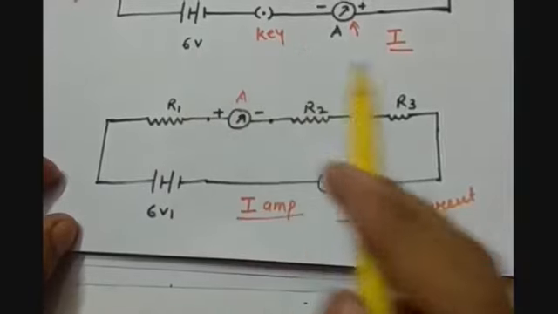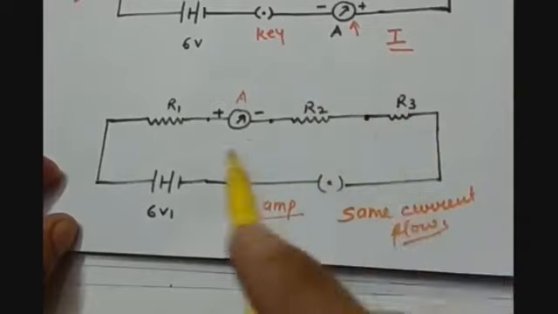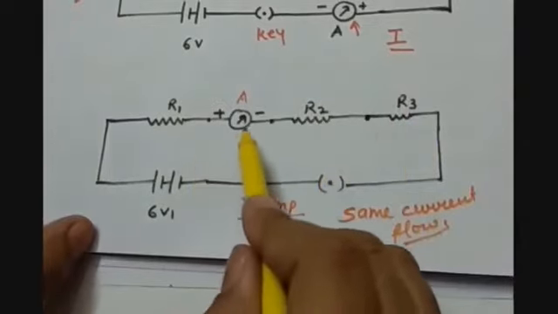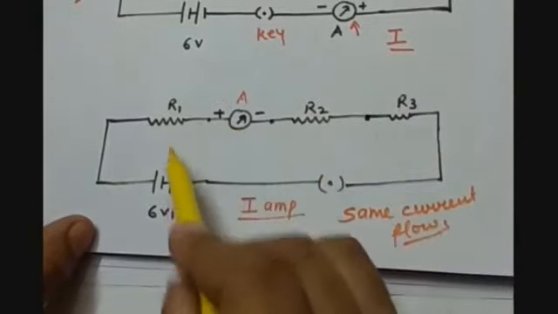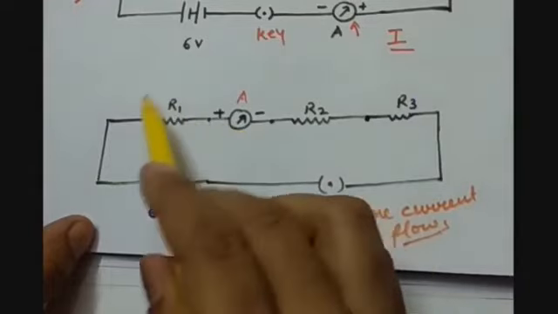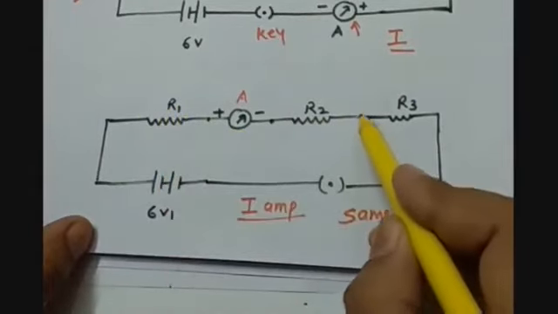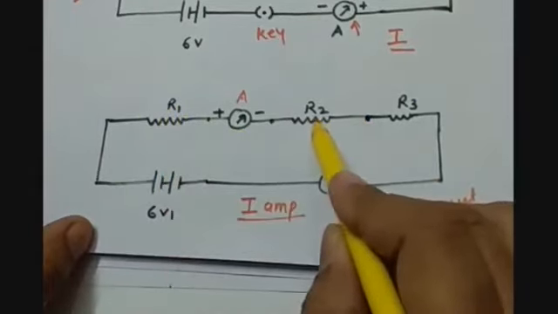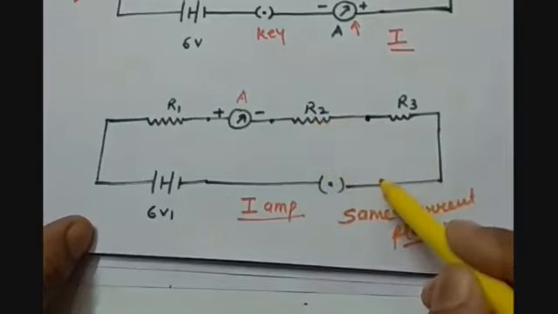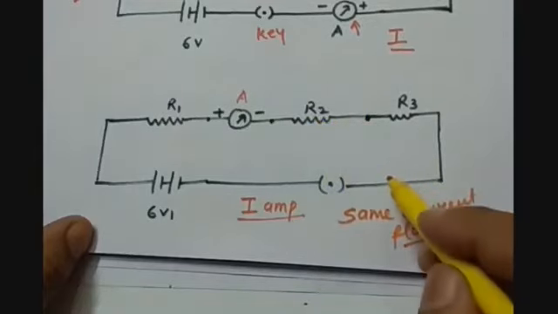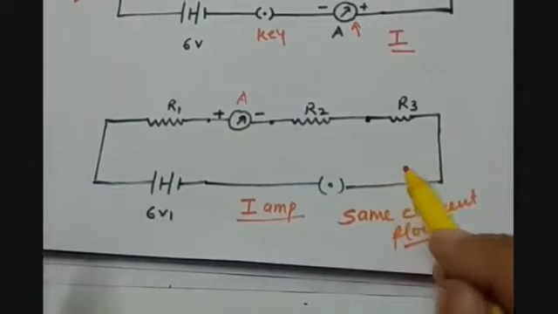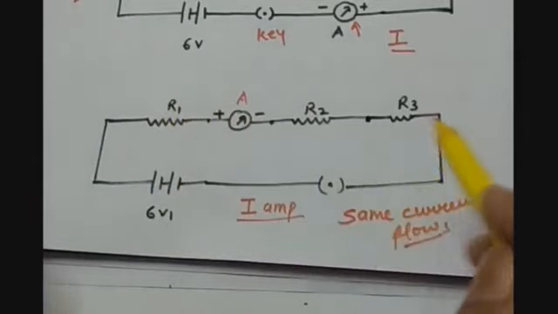through each resistor. That you have to take care of, that if you are placing the ammeter here, it is showing the current which is flowing in R1. If you place it here, it will show the current flowing through R2. If you are placing it here, it is giving the reading of R3. That means the same current is flowing through R1, R2 and R3.